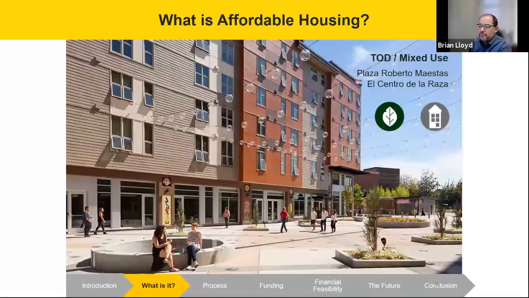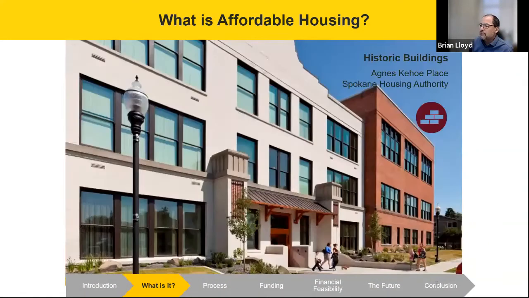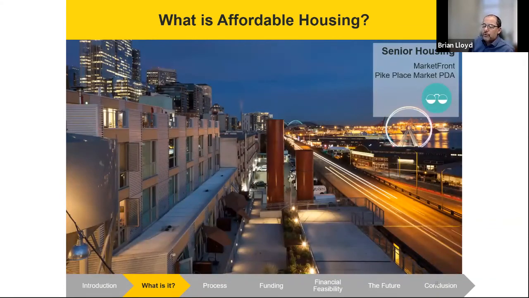This is Plaza Roberto Maestas. This is where I'm sitting actually right now. This is where our office is. We did this in partnership with El Centro de la Raza, right next to the Beacon Hill light rail station. For any of you who have been up here to Tacos Chuki's or the Beacon Hill light rail, you know where we're talking about. This is a historic high school that we renovated for the Spokane Housing Authority. This is 40 units of senior affordable housing with the Pike Place Market in downtown.